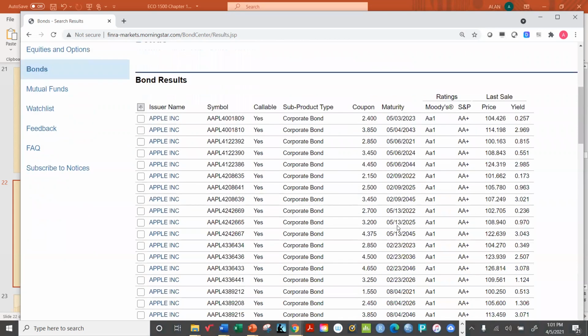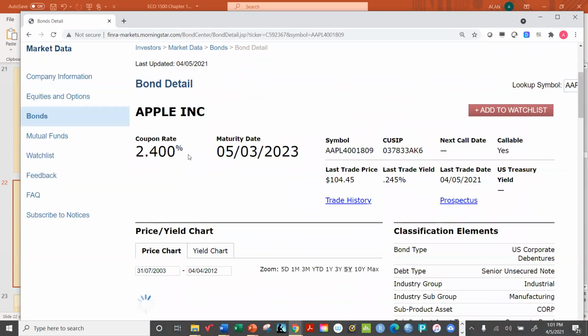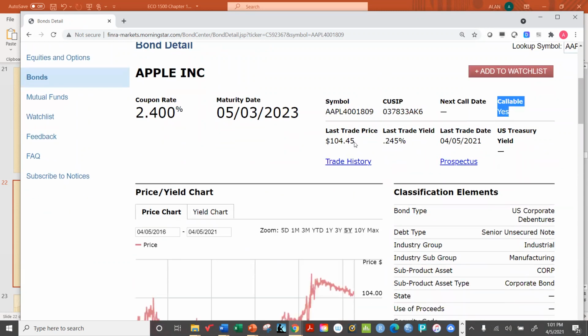There we go. So you'll notice, for example, they're telling you all these different details about the bond. And if you click this on, it'll give you even more details, like the coupon rate, 2.4%, the maturity date, the symbol. These are symbols that uniquely identify the bond in the marketplace. Now here it is, callable. So this bond, when it was issued, does contain a call provision, which means if they chose to do so, they could have called it back from the owner, but they apparently did not, because it's still trading in the marketplace. This is the most recent price.